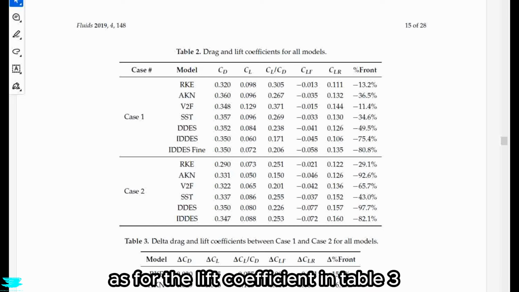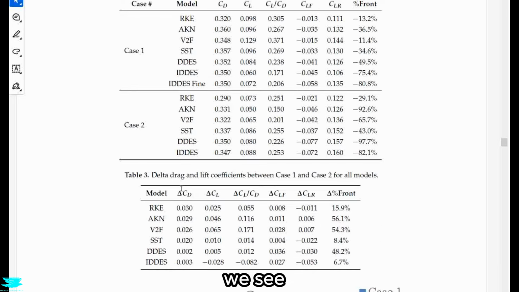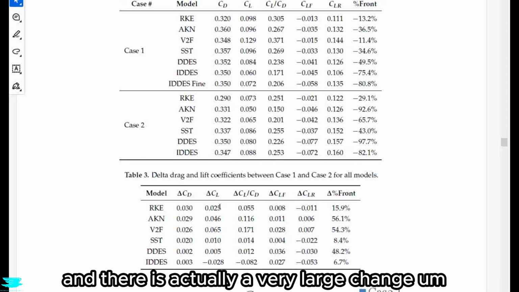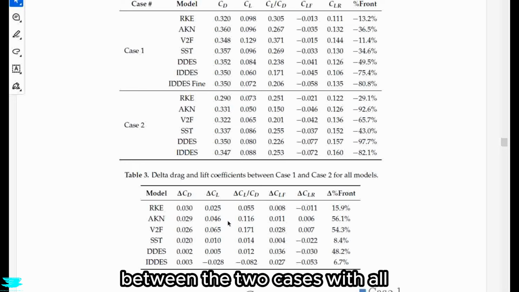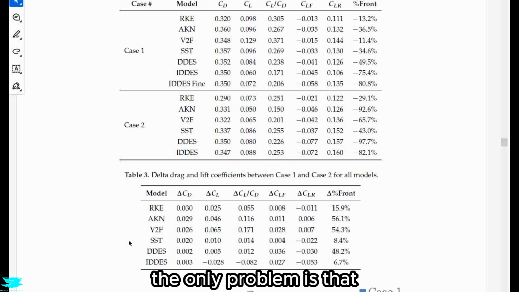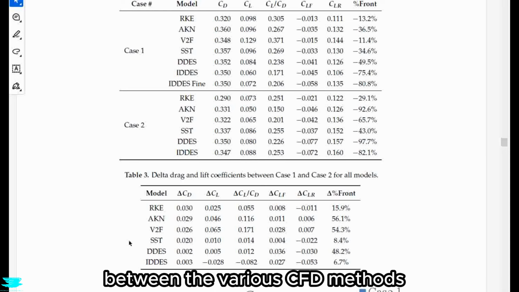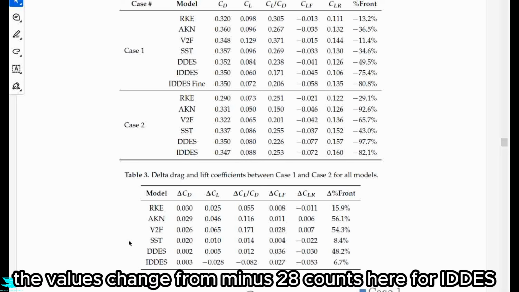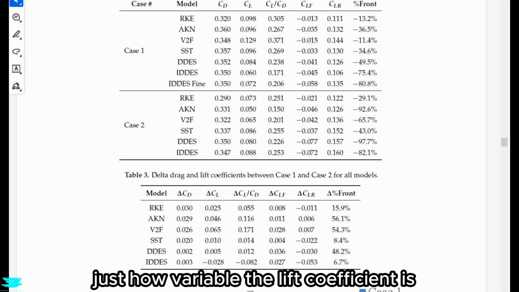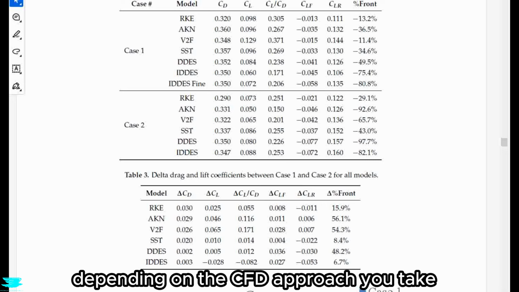As for the lift coefficient in table 3, we see the deltas, so the differences between the two cases, case 1 and case 2. And there is actually a very large change between the two cases with all these different CFD approaches. The only problem is that between the various CFD methods, the values change from minus 28 counts here for IDDES to plus 65 counts. So what that is showing is just how variable the lift coefficient is depending on the CFD approach you take.